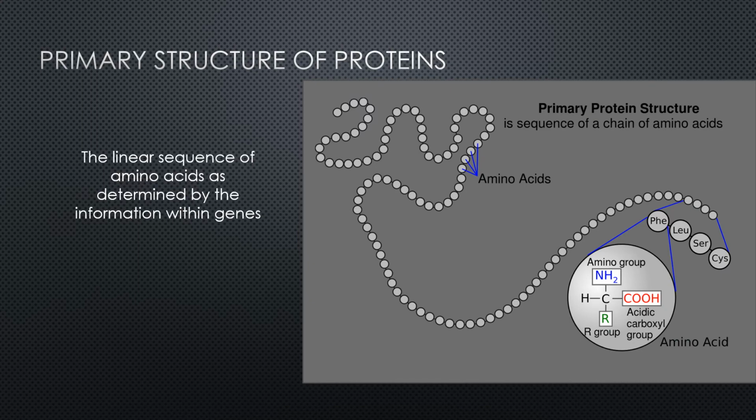So the first level of structure for a protein is what we call the primary structure. And that's just the linear sequence of amino acids. That linear sequence is determined by the information in the genetic code of each cell. So in this particular example, each one of these little pearls represents an amino acid. That primary structure, just a single chain of amino acids, is our primary structure.